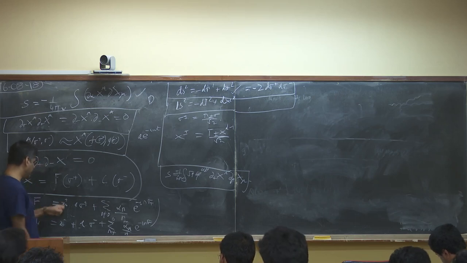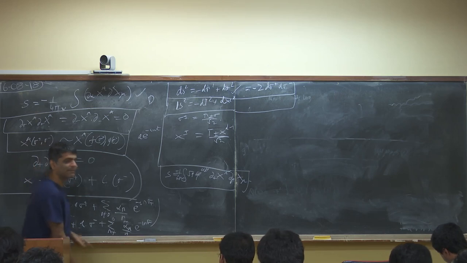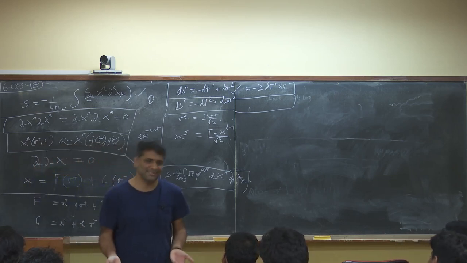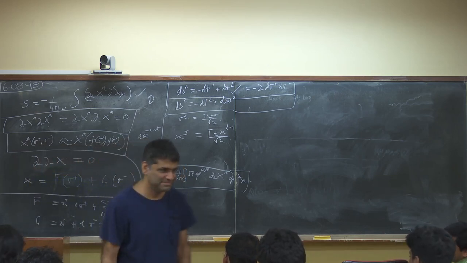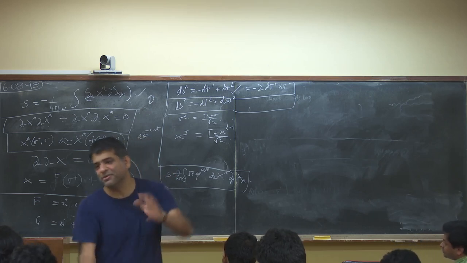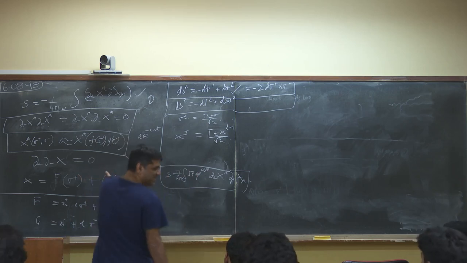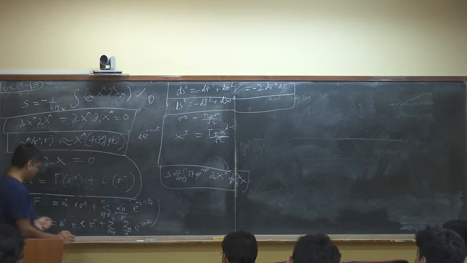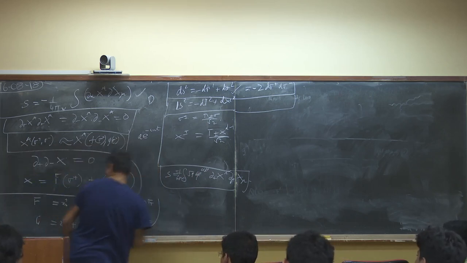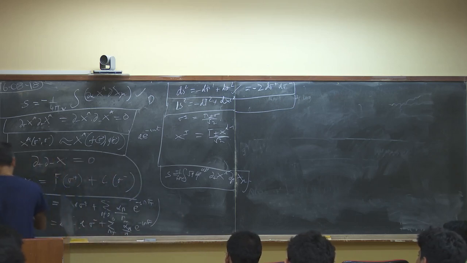Okay? Now here you could put any constants you want. But whether you call a constant part of sigma plus or sigma minus is a little stupid. There's no physical meaning to how much of the constant you put in sigma plus in f and how much in g. Okay? So we can just write it as some overall constant.